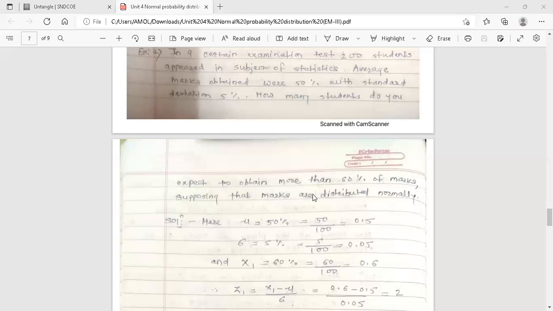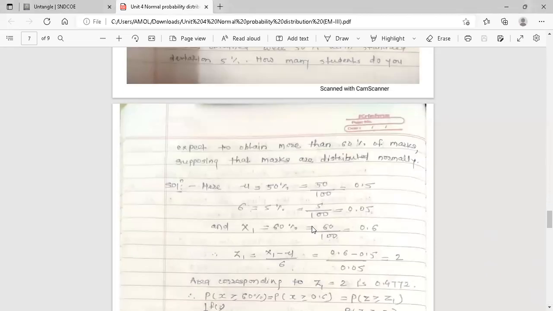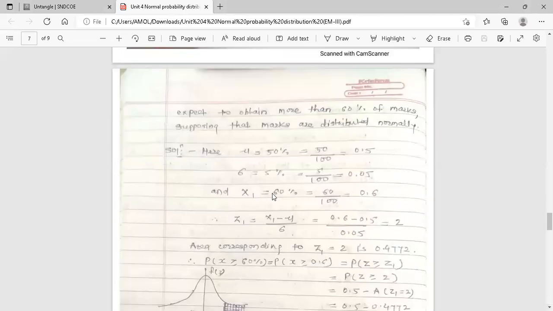of marks? I have to calculate how many students we expect to obtain more than 60% of marks. Now here you assume that x1 is 60%. x1 is 60% means 60 upon 100. Simplify this term, it is equal to 0.6. Supposing that marks are distributed normally, so it is obvious that it is an example of normal distribution.